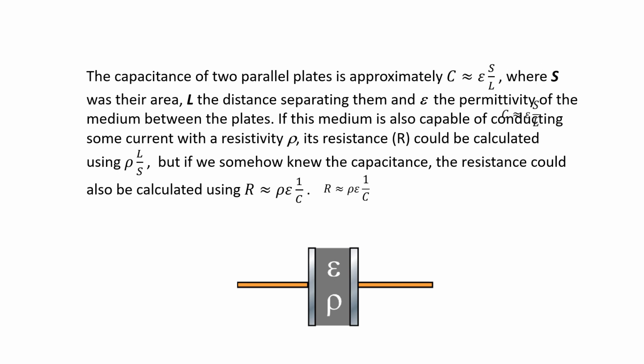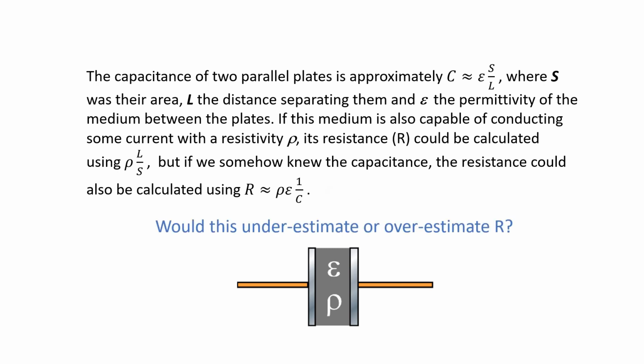That would be too easy. You replace C with the above expression, now cancel the epsilons and take the L to the numerator, and we get the expression for the resistance. See? That was too easy. Here's your question: would this expression underestimate or overestimate the resistance R? That's the question. First, you should ask yourself, why was the formula for the capacitance not an exact one?